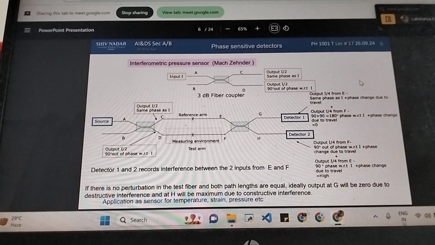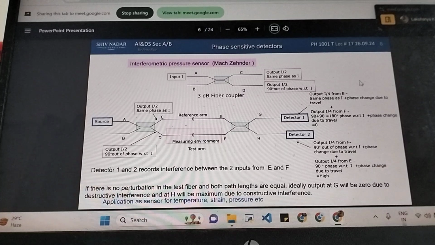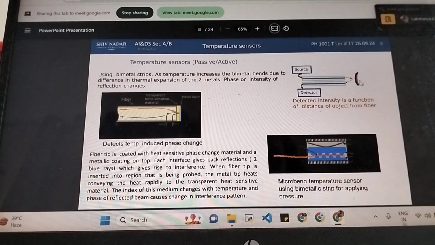So this is the Mach Zehnder interferometer, which is an expected 10 mark question. We'll come back to that, but before that we'll finish temperature sensors.